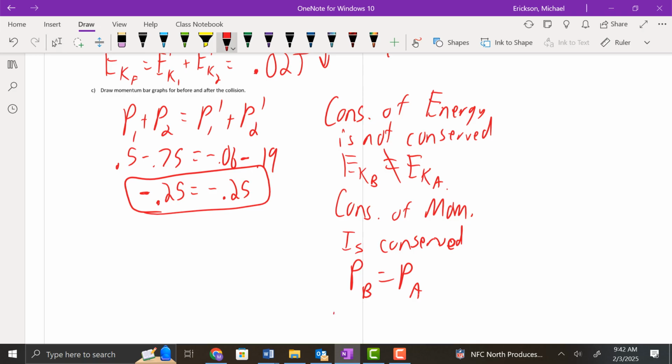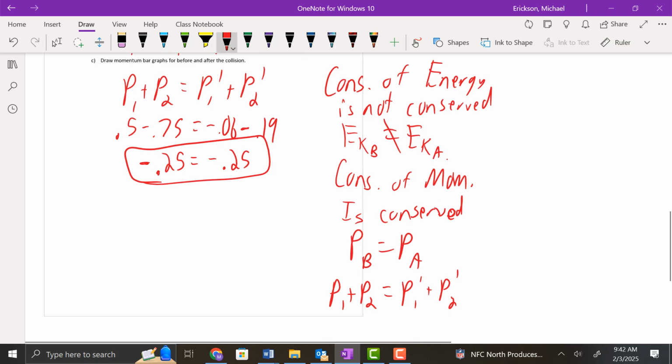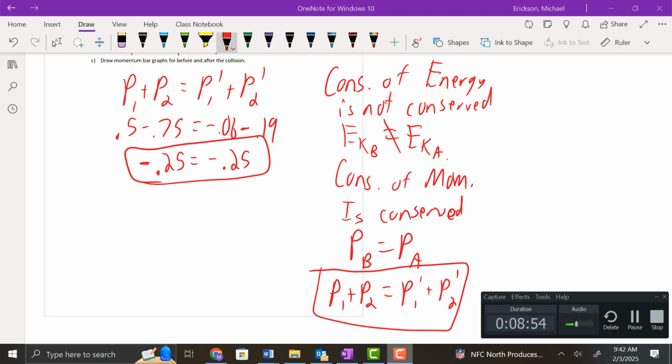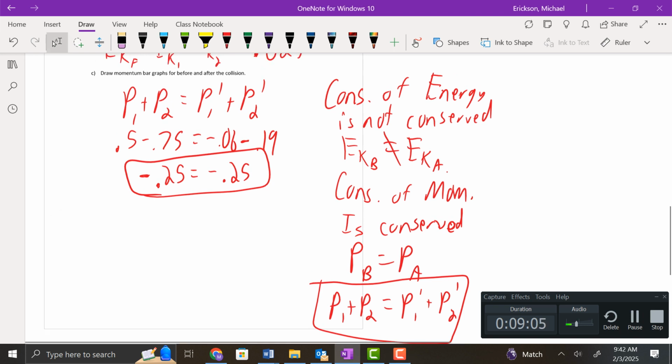I'm going to go one step further and clarify. When I say momentum before, I mean the combined momentums of both objects before collision is equal to the combined momentums of both objects after collision. So basically what I've seen here is that I can always trust conservation of momentum in collision equations, but I can't always trust conservation of energy. In the next worksheet, we'll see how that plays a role in this.